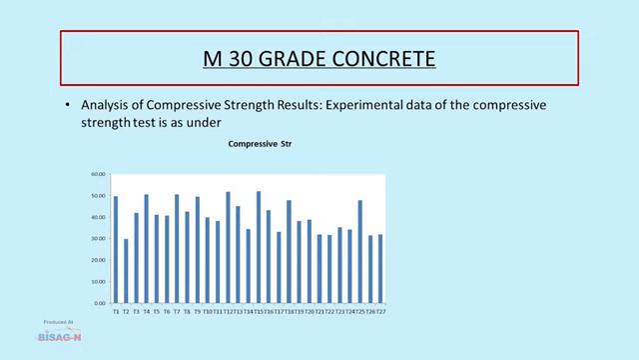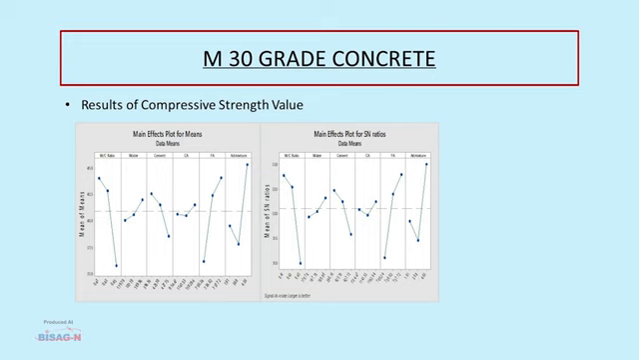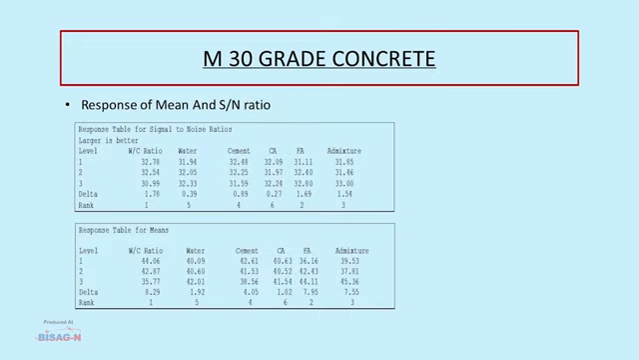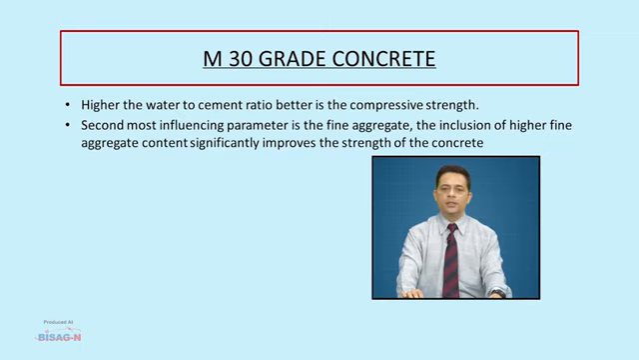The analysis of the compressive strength from the experimental data has been shown as a bar chart. The results of the compressive strength show that 0.43 water to cement ratio is optimum, and here we see that again water to cement ratio is the most important factor governing the compressive strength, followed by the fine aggregate, the admixture, cement, and finally the coarse aggregate. Now we can say that a higher water to cement ratio is better for compressive strength, and the second most influencing parameter is the fine aggregate.